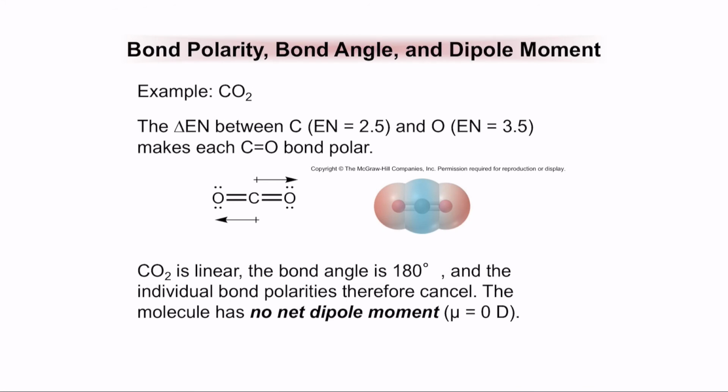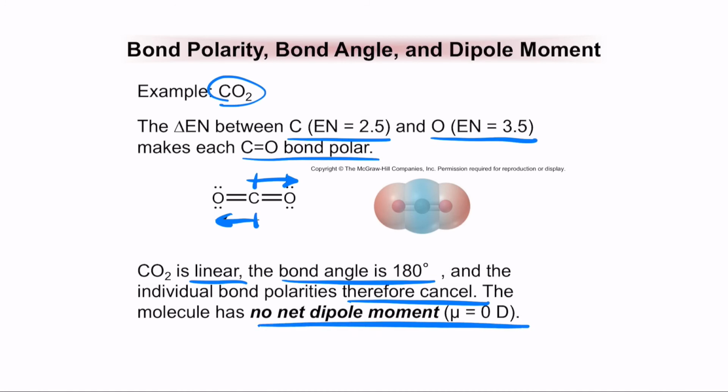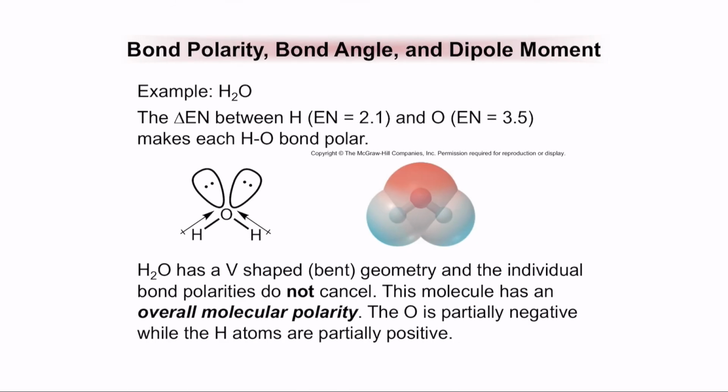So let's take an example of CO2. If you take carbon here, which has an electronegativity of 2.5, and oxygen here, which has an electronegativity of 3.5, each carbon-oxygen double bond looks polar, but notice that the bond dipoles cancel each other because they point to opposite sides. Because they cancel each other, CO2 is linear and the bond angle is 180 degrees. So the individual bond polarities cancel each other, resulting in no net dipole moment. Even though the bonds themselves are polar, the net bond polarity cancels out, resulting in zero dipole.